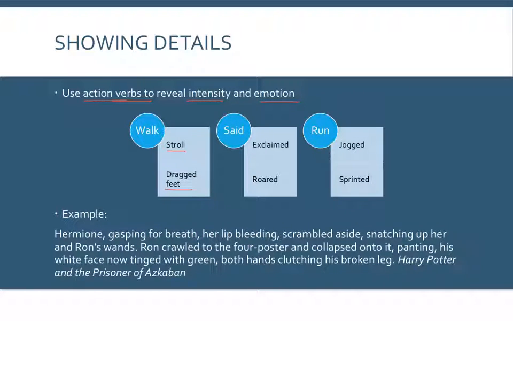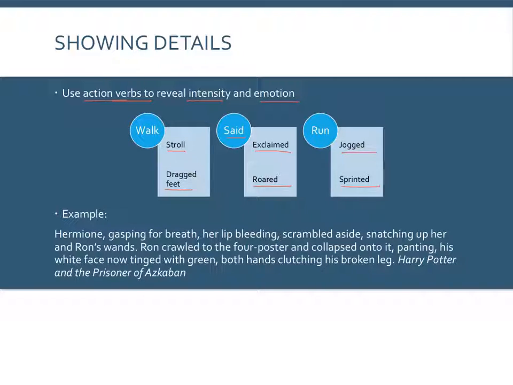Help indicate that. Quite often, if you're using dialogue, you're going to want to use a tag, said, okay, but that doesn't really give us any clue as to the intensity or the emotion of what's being said. If someone exclaimed, they could be surprised, they could be a bit alarmed. If they roared, they're probably angry. So your character is running. Are they jogging for their health, or are they just in a mild hurry? Are they sprinting because they need to get somewhere fast? Maybe something bad has happened. Give us those more specific, strong action verbs to help reveal that.